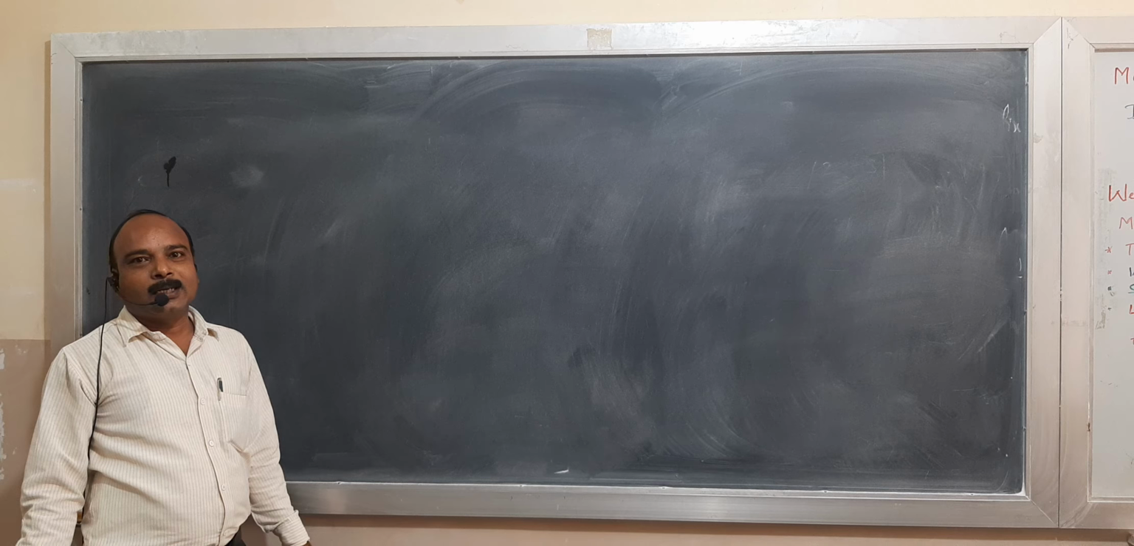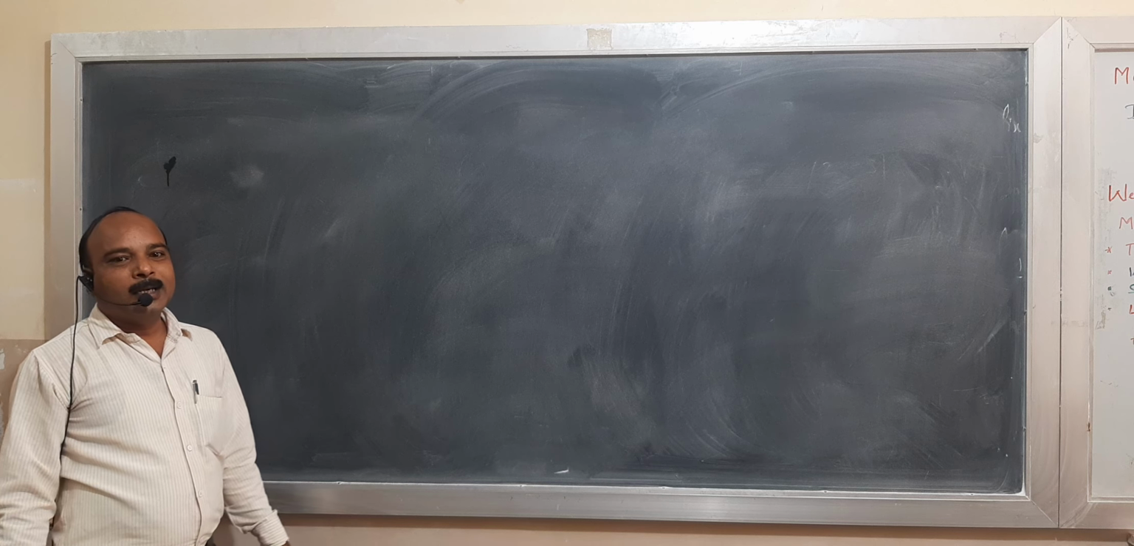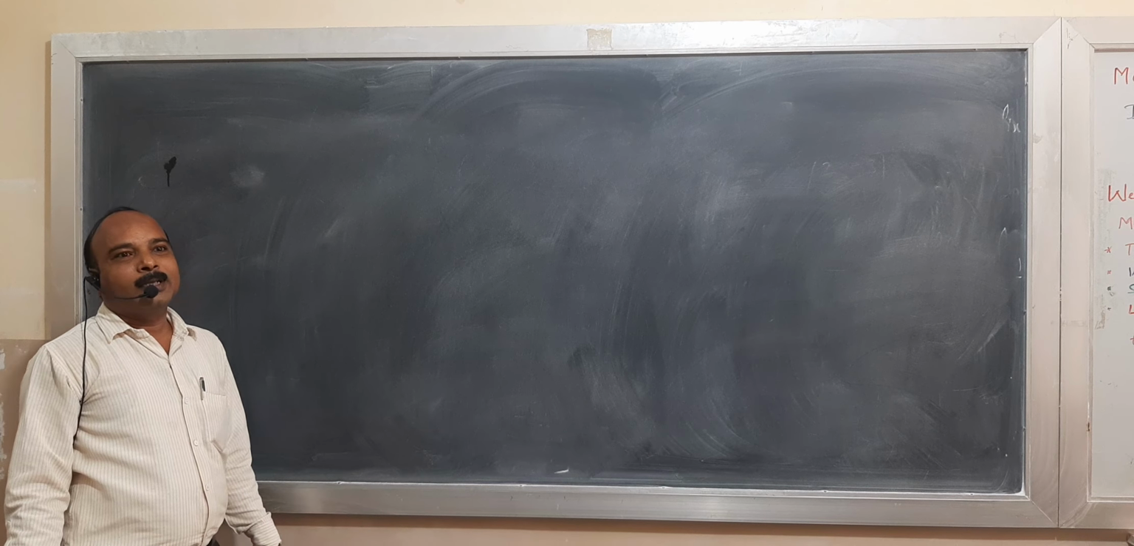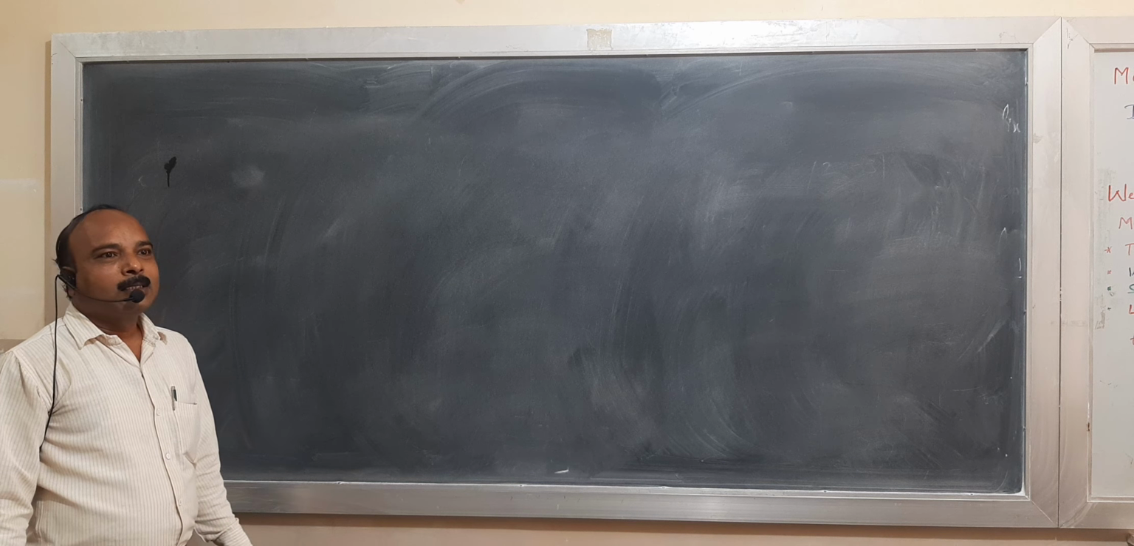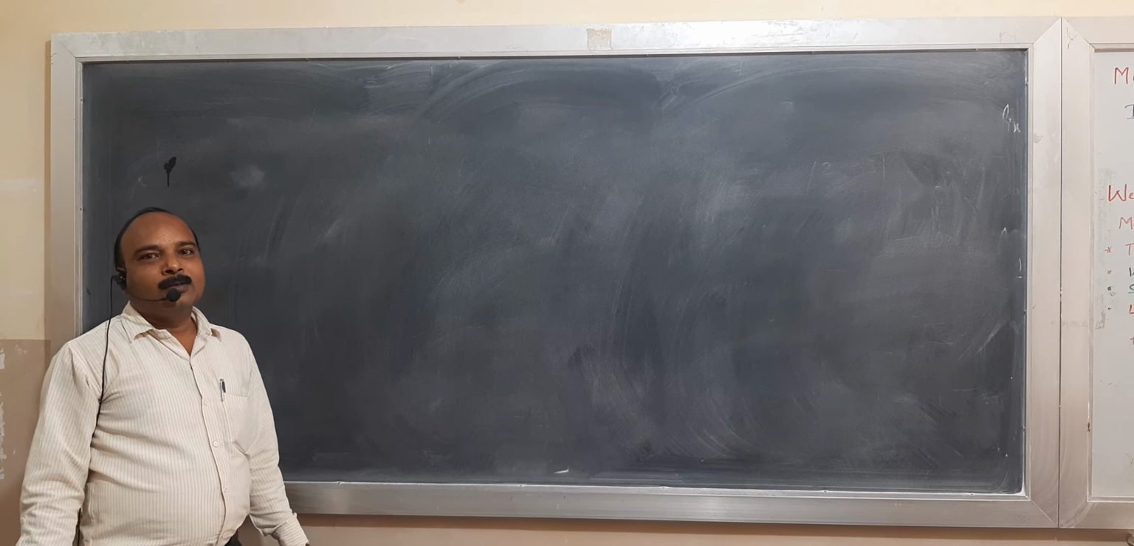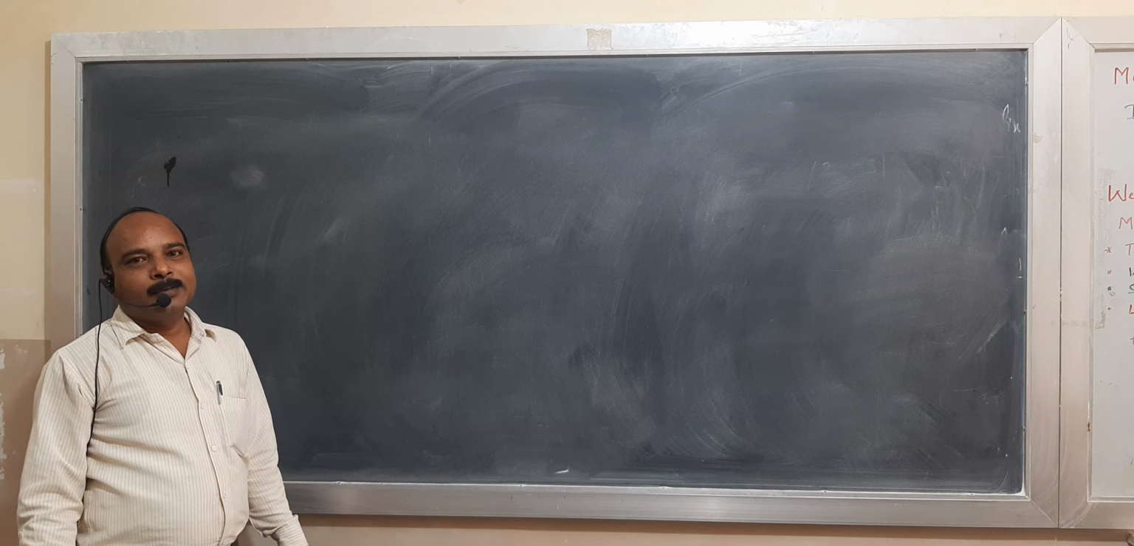Good afternoon, students. Yesterday we completed the addition of matrices and some examples on it, and also the properties of addition of matrices. In the addition of matrices, we have already completed some of the important properties. First one, commutative property. For A and B any two matrices, A plus B equal to B plus A.